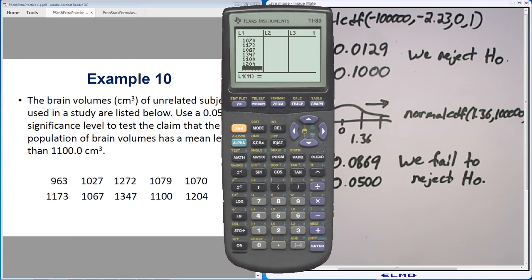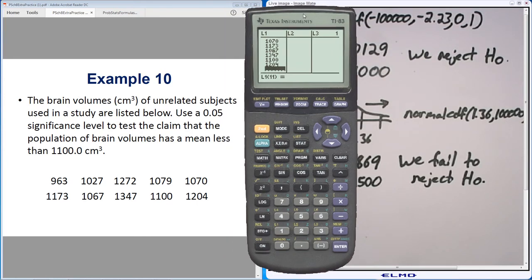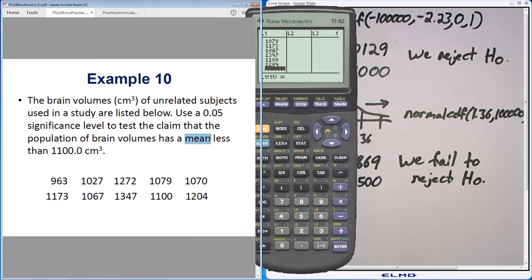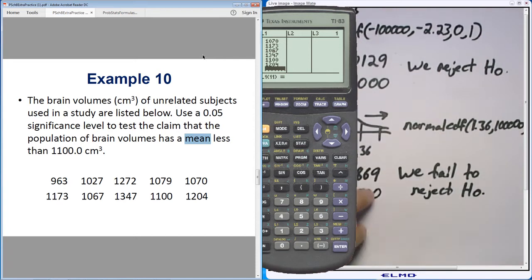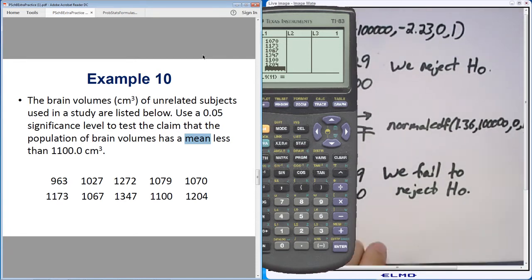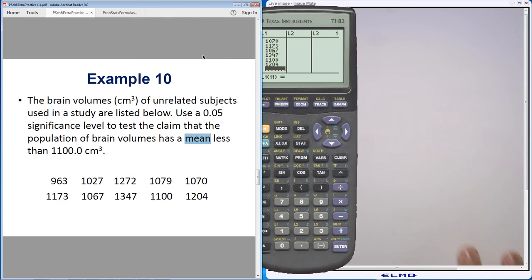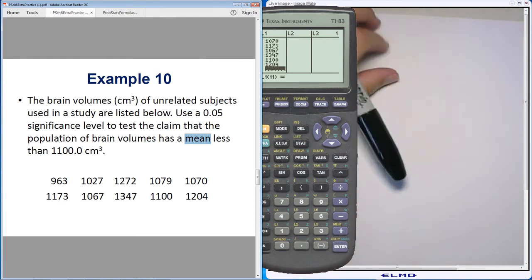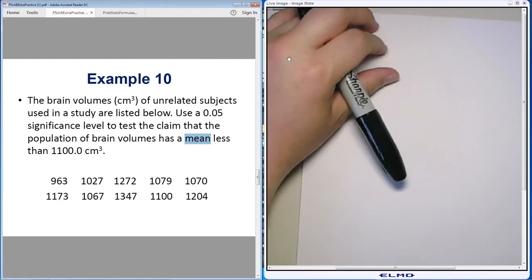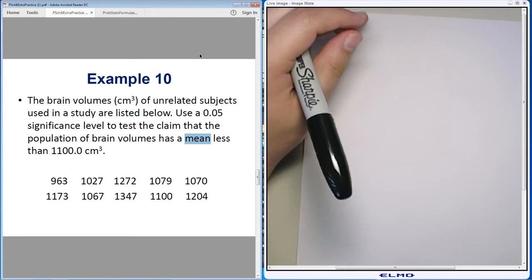Once they're typed in, let's see here. This is going to be for a mean. All right, so I know it's either a z-test or a t-test. How about the standard deviation? Well, none is mentioned, so the standard deviation will have to come from my list of numbers. All right, let's do this.